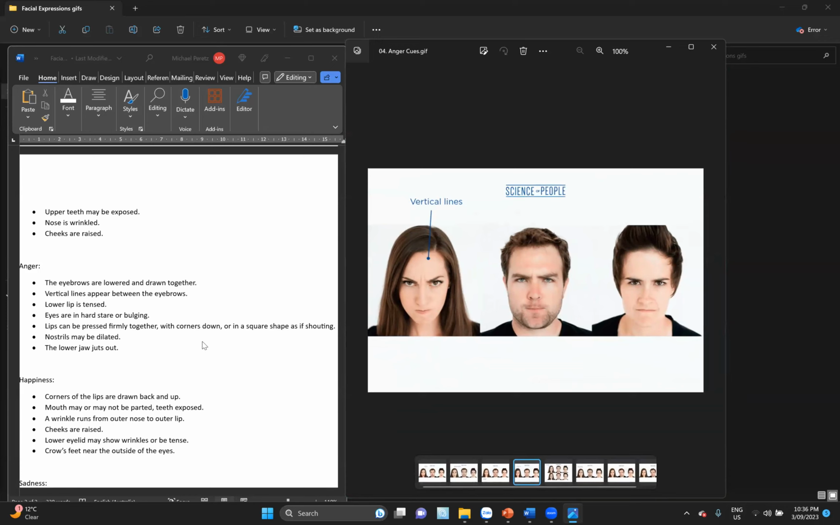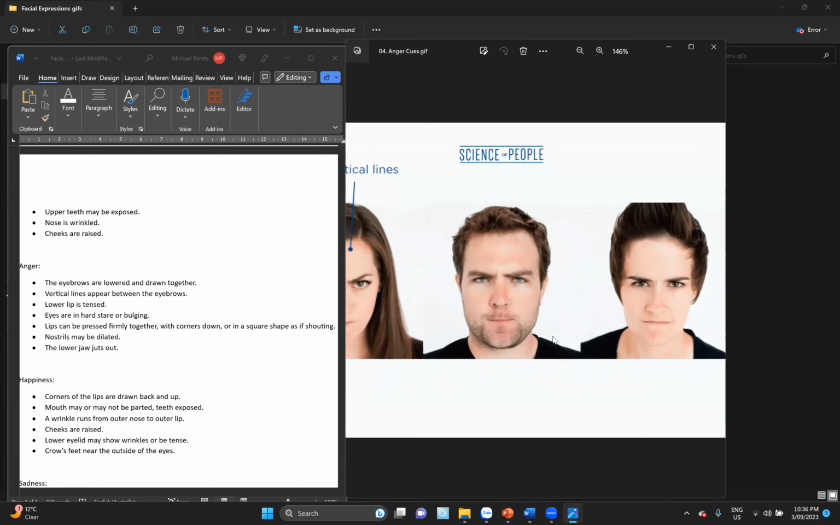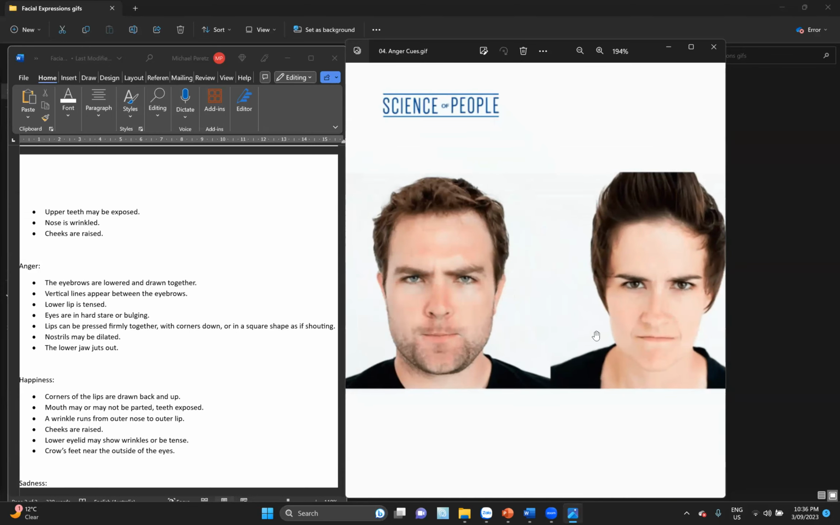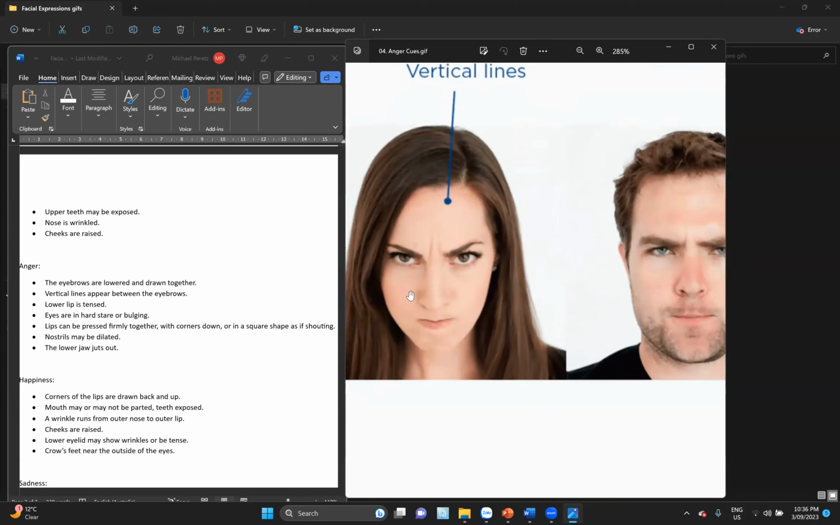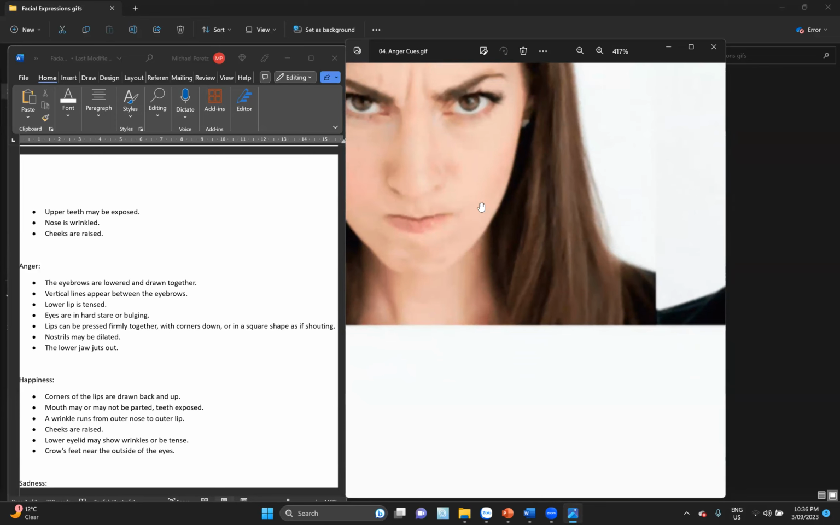The lips can be firmly pressed together. And we'll see here, these lips look quite square, so there's no angle to them. There's no pinching on any sides or anything. It's just very flat lips. However, this girl here has slightly more shape to her lips, but they can also angle slightly down like they look displeased as well.